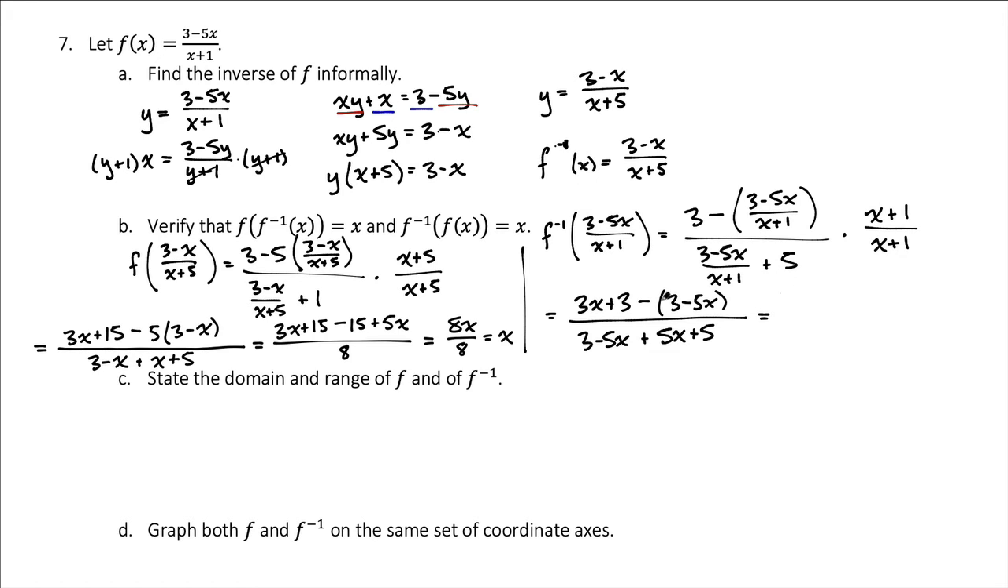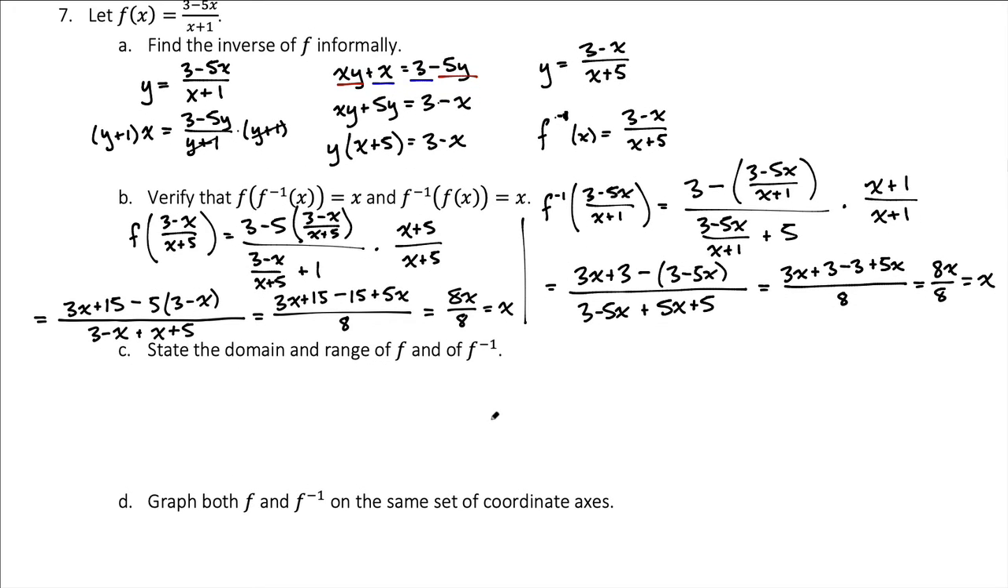And now we need to simplify. We get 3x plus 3. Distribute the negative, you get minus 3, and then plus 5x. And then now the 3 and the 5 combine to be 8, and the negative 5x and 5x cancel. So in the numerator, we get 8x here. The 3 and the minus 3 cancel. This is over 8, which of course is equal to x. So we've verified that second identity.